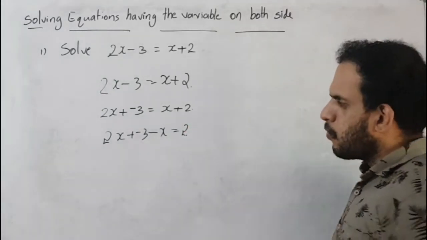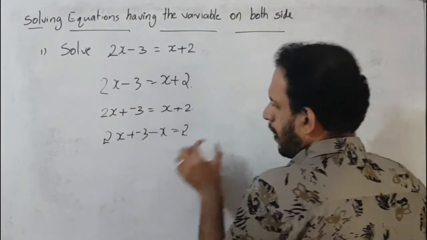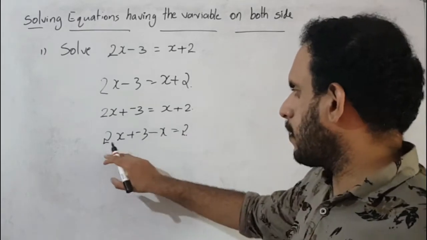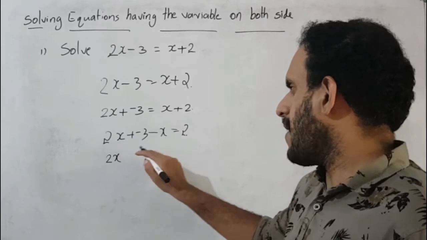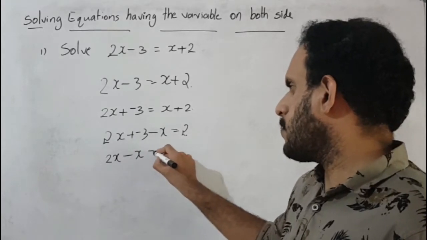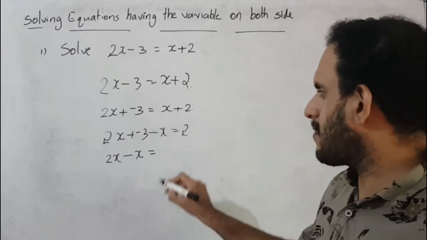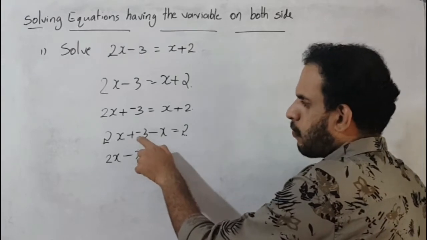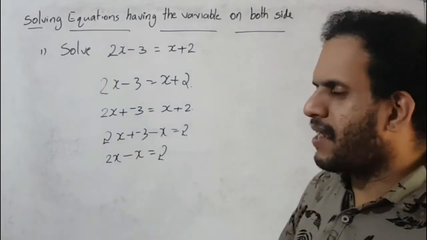The next step, we need to transpose the number from left to right. Then what is remaining here? Remaining 2x minus x is equal to, then what do I want to write first? First the number on the right side, that one is 2. Then what are we doing? Minus 3 here. We are adding minus 3 there, correct? On the left side we are adding minus 3.